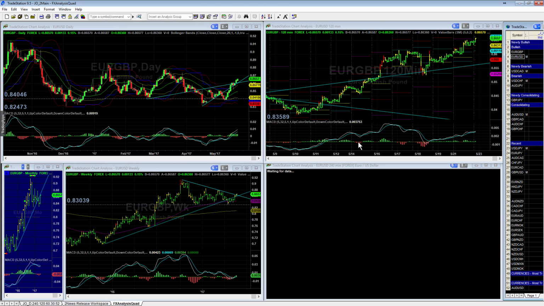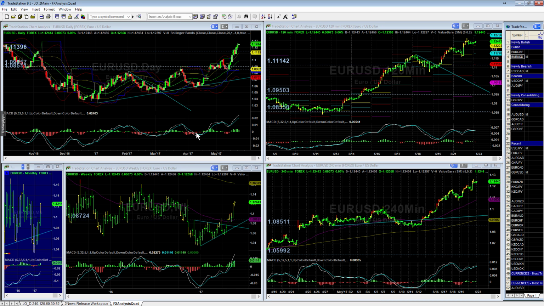and 240. For the euro US dollar, same thing. It's another one that we saw going higher. This one has moved up and continued through the previous pivot of 1.11396 and now is moving nicely higher. We're still seeing some good bullishness on the daily and the weekly, though we're starting to see consolidation on our 120 and 240, but we've got the strength of the daily and weekly behind it.